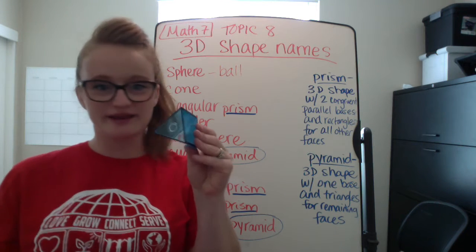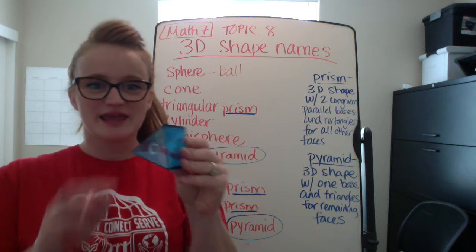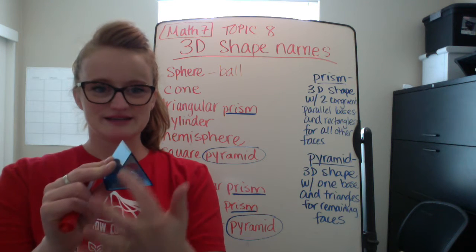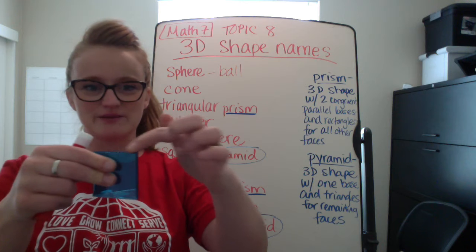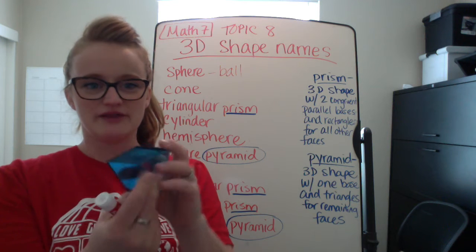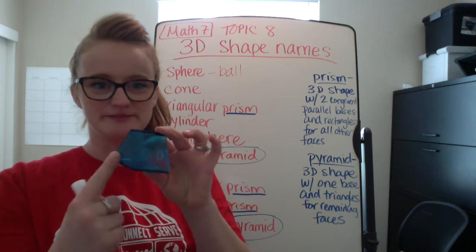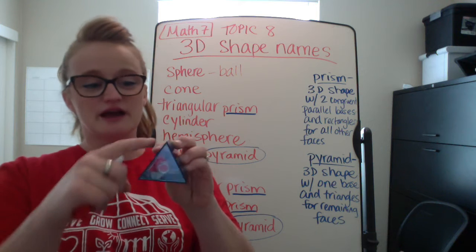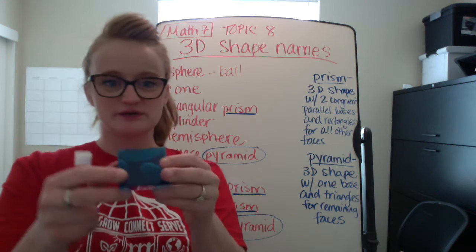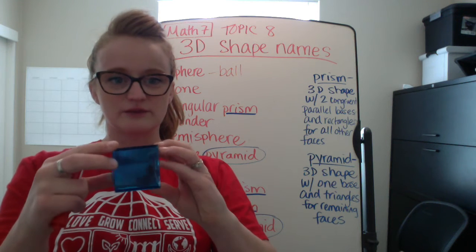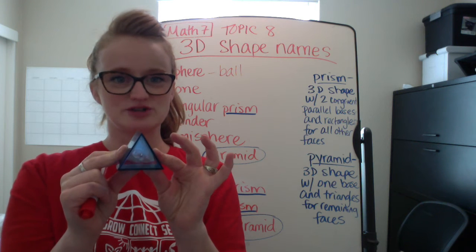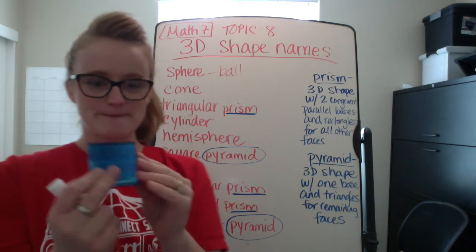A triangular prism is called triangular because its two bases are triangles. We have a triangle on the top here and on the bottom. I'll move it around so you can see it. And then the other faces of the shape, if you look at it this way, are all rectangles. But the base is a triangle, so we call this a triangular prism.